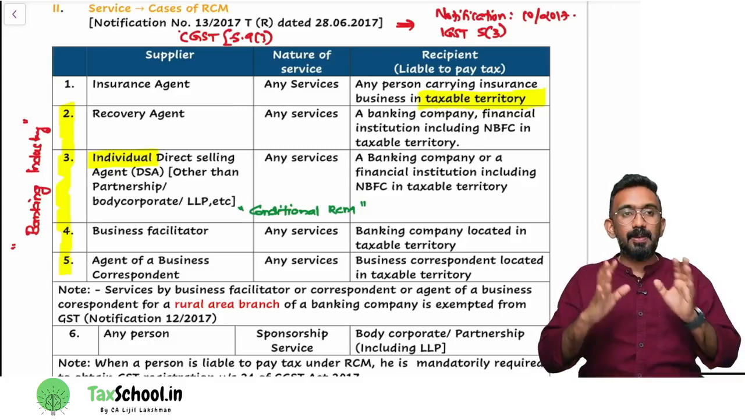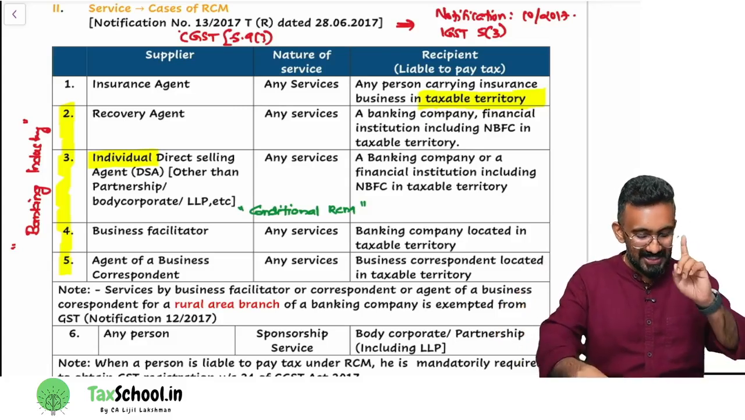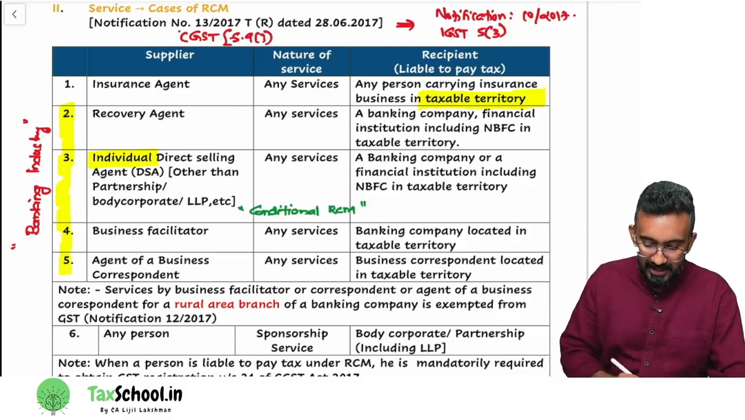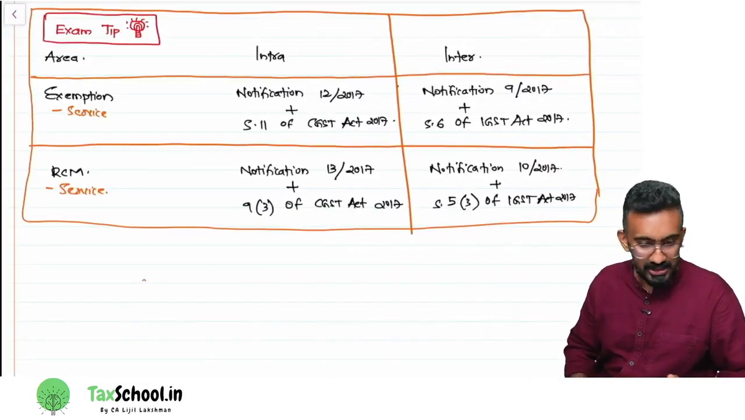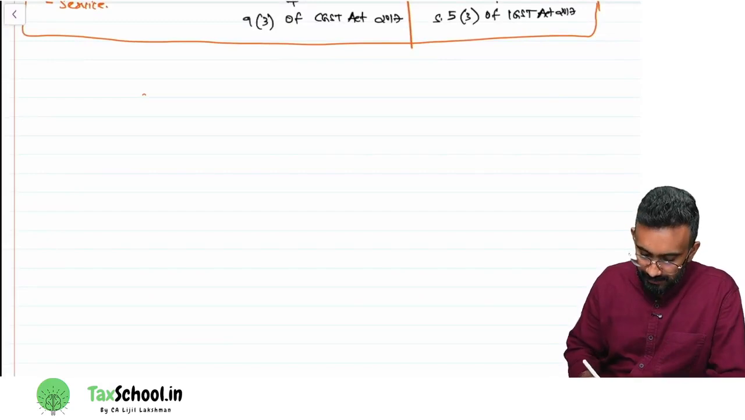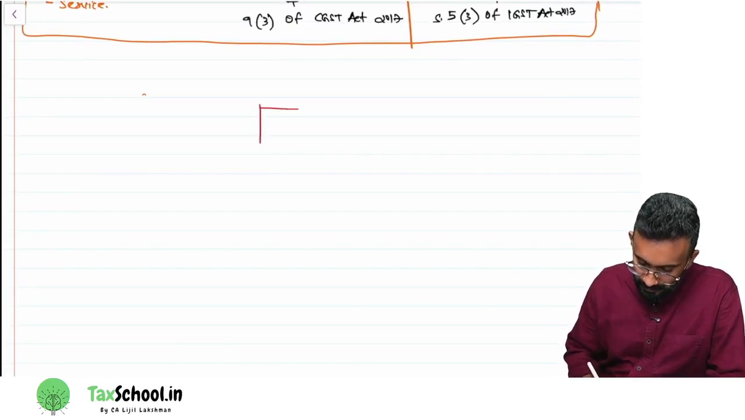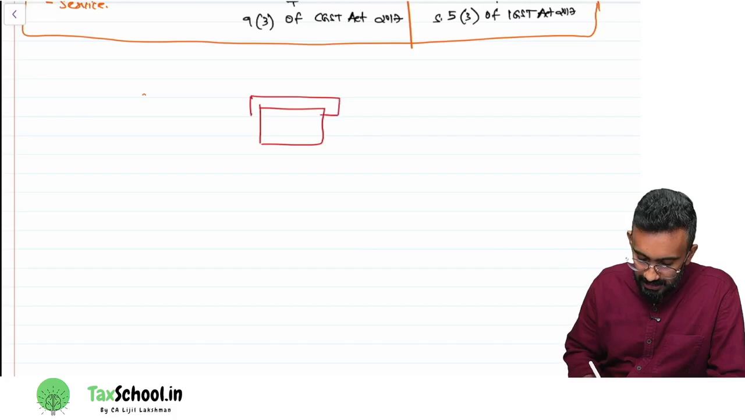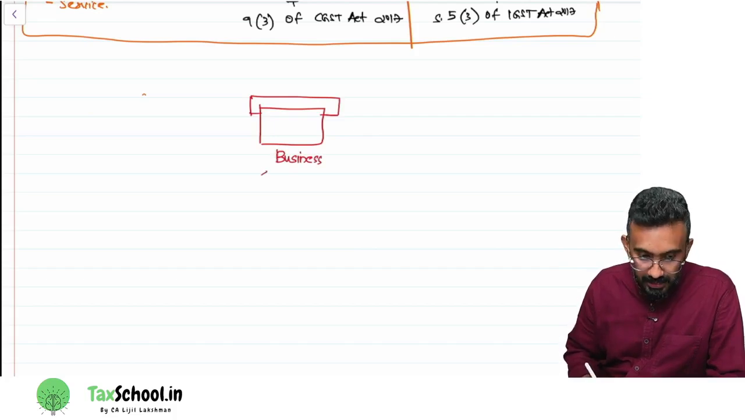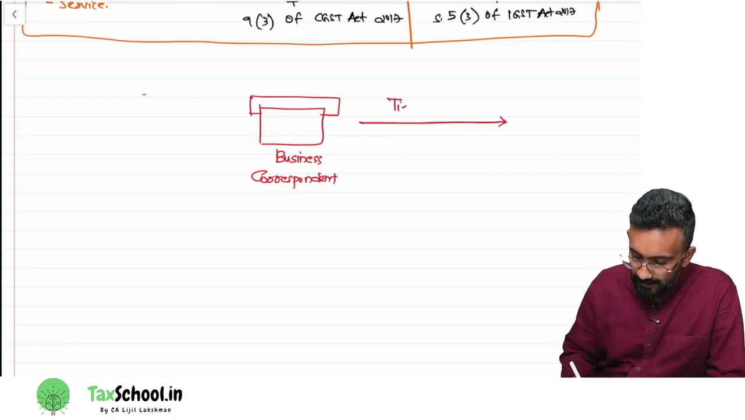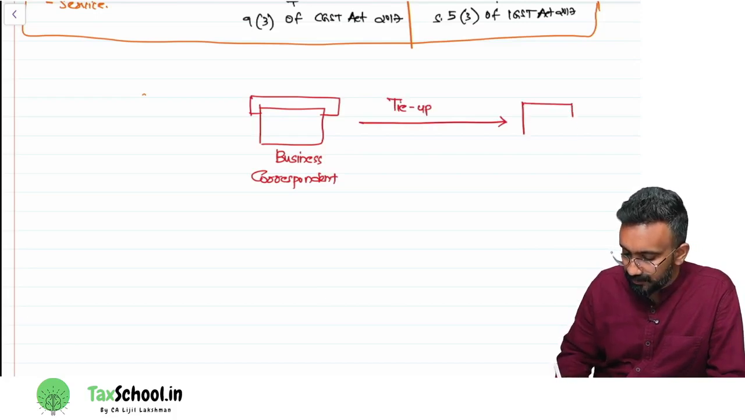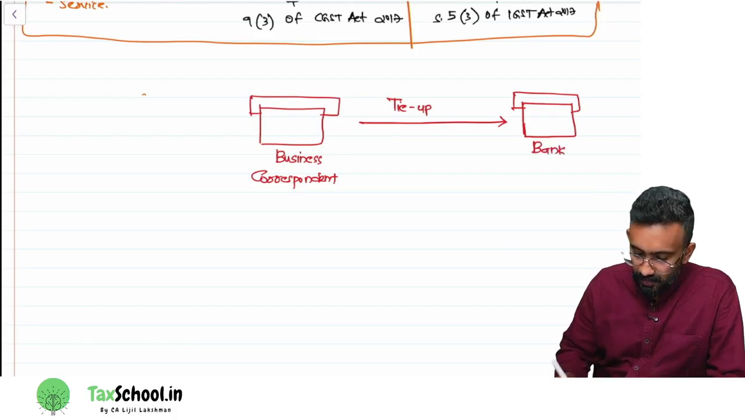So there are three people involved in a transaction of business correspondent. Business facilitator for account opening. Business correspondent is slightly different. So I'll carefully write a chart for you to understand business correspondent, right? Suppose there is a company called business correspondent. What do they do? They have a tie-up with whom? With a bank. Why do they have a tie-up?